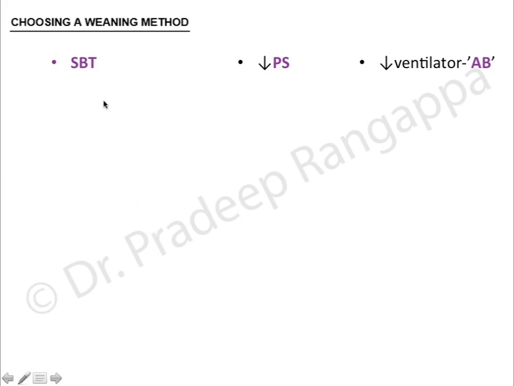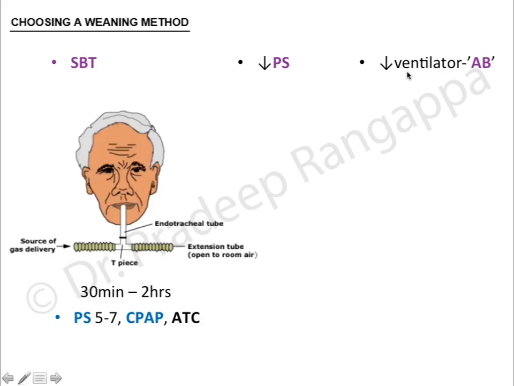These are the three broad categories of weaning methods. One is spontaneous breathing trial. The second one is slowly reducing the pressure support and then taking them off the ventilator. And the third one is reducing ventilator-assisted breaths. Typically, the duration of weaning would fall between 30 minutes to 2 hours. That is the initial trial that we give.